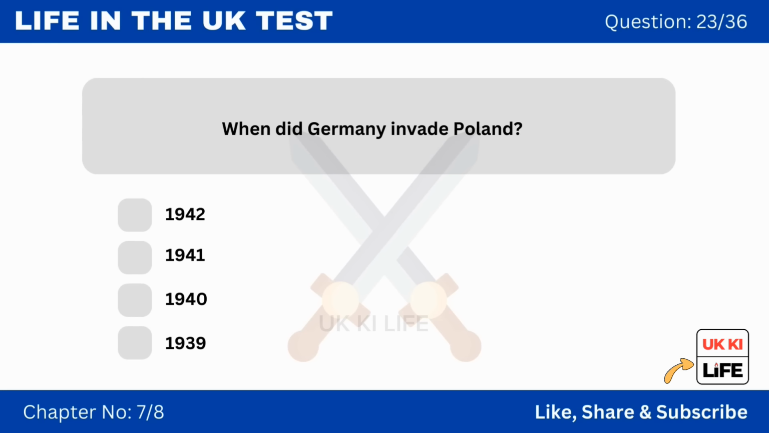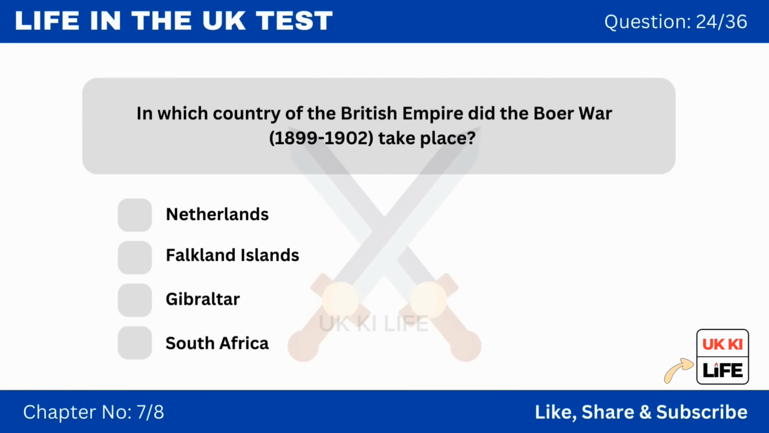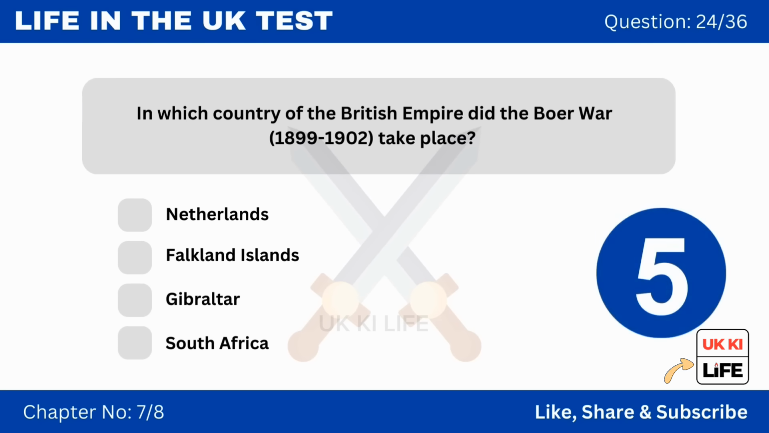The correct option is D. Explanation. Germany invaded Poland in 1939. Question 24. In which country of the British Empire did the Boer War, 1899–1902, take place? Netherlands, Falkland Islands, Gibraltar, South Africa.